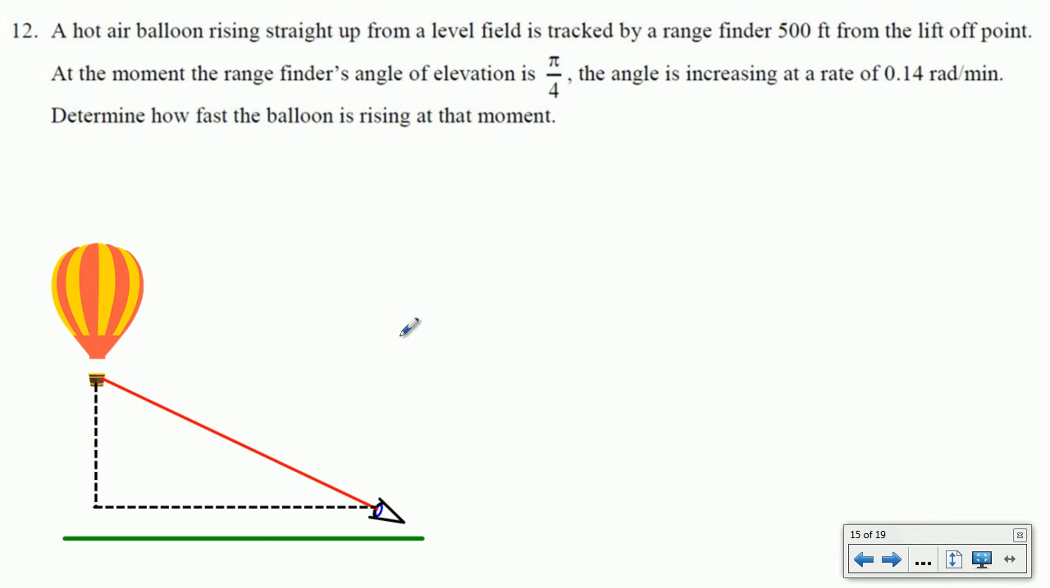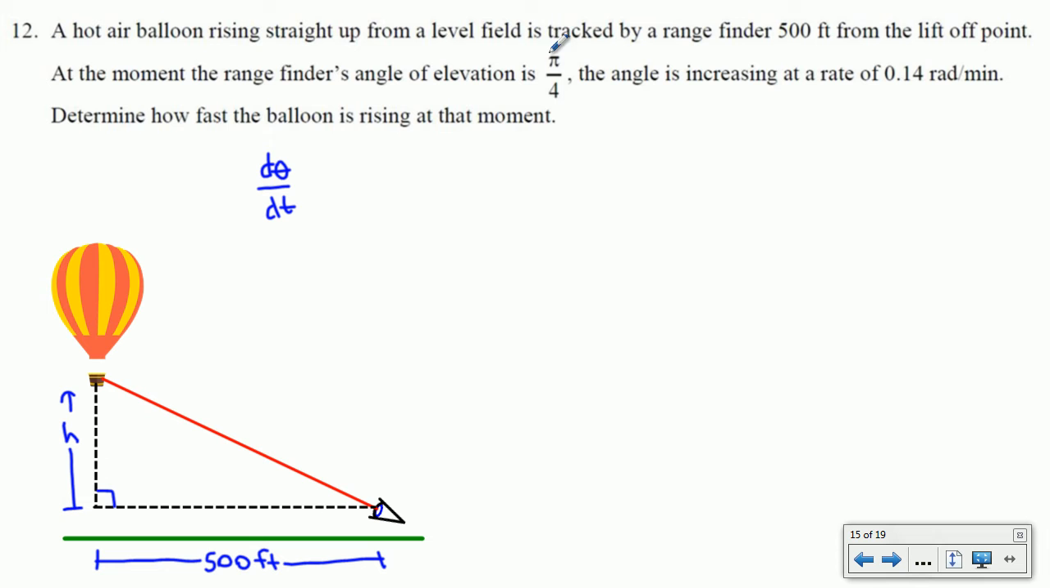So to start, it would be helpful to identify some things that we know and something that we need to know. So we know for sure that this distance is 500 feet. It's usually a good idea to start by drawing a diagram. We can call this balloon height h. This is a right angle as it's a level field, d theta dt.